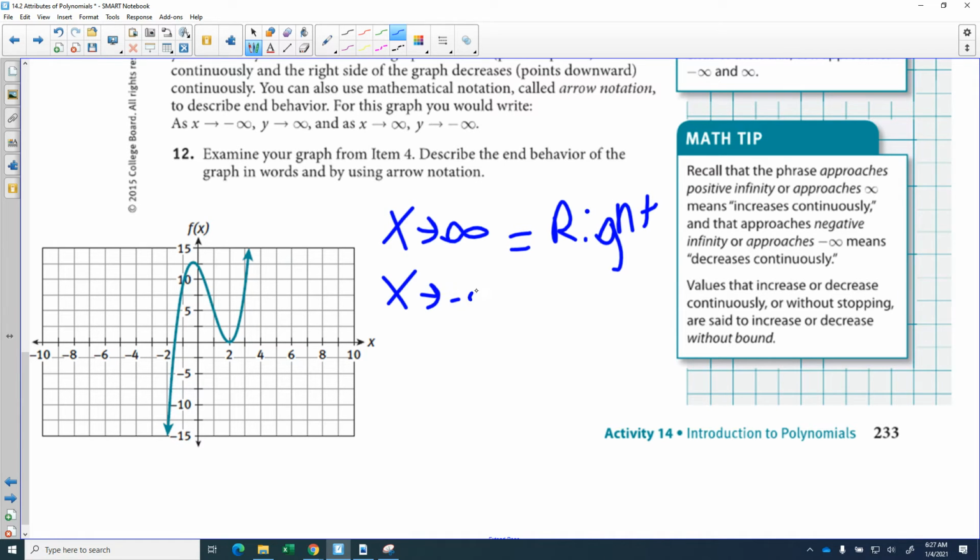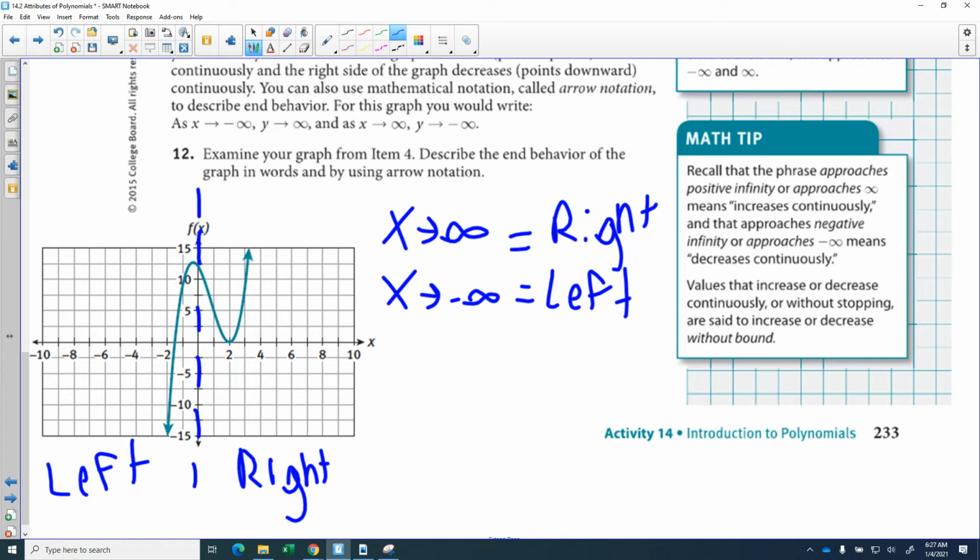X arrow negative infinity means left. And the simple idea is, if you think about the x-axis, if I were to split this in half down the middle, you would have a left side, which is all negative, and a right side, which is all positive, correct? Left is negative, right is positive. Well, those two values directly relate back to your actual negative and positive infinity signs.